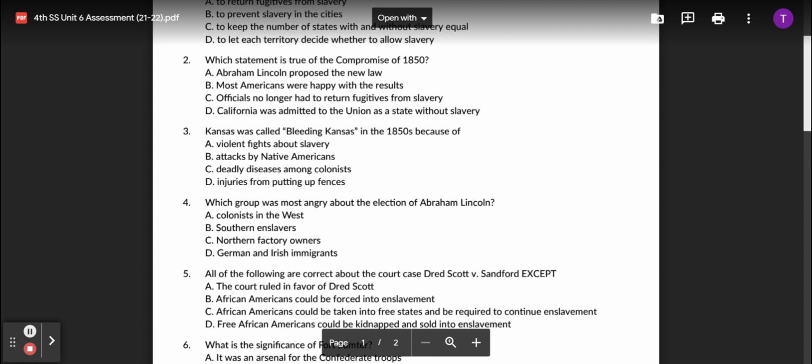4. Which group was most angry about the election of Abraham Lincoln? A. Colonists in the West. B. Southern enslavers. C. Northern factory owners. Or D. German and Irish immigrants.